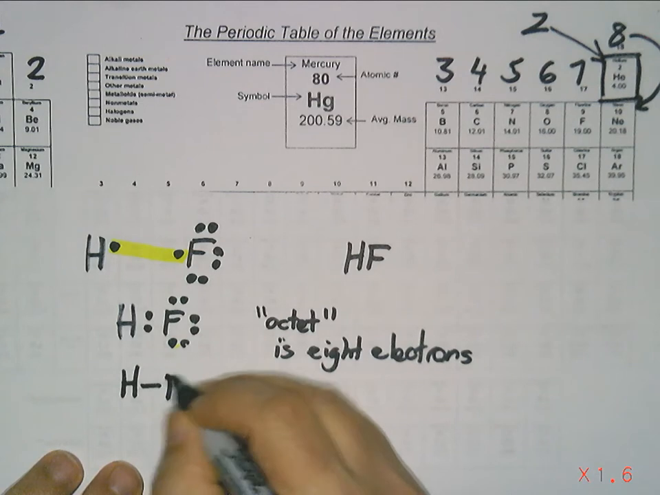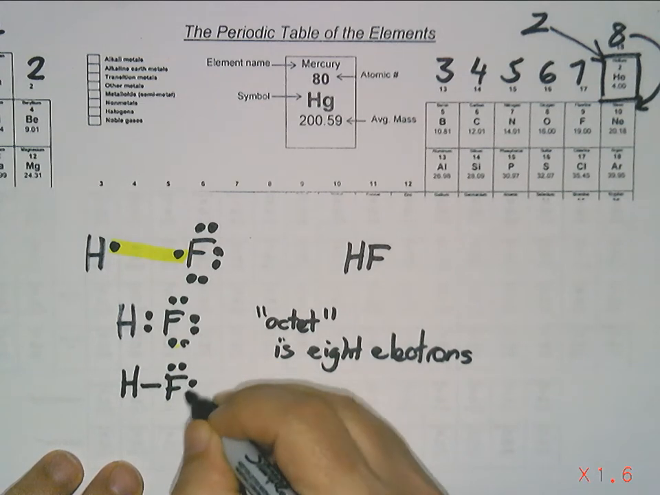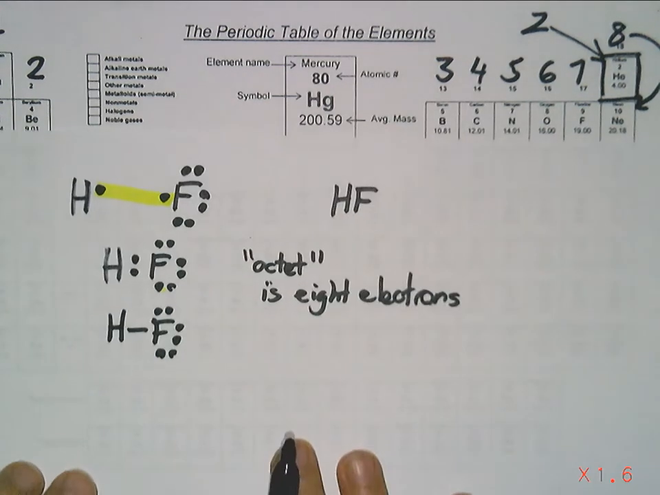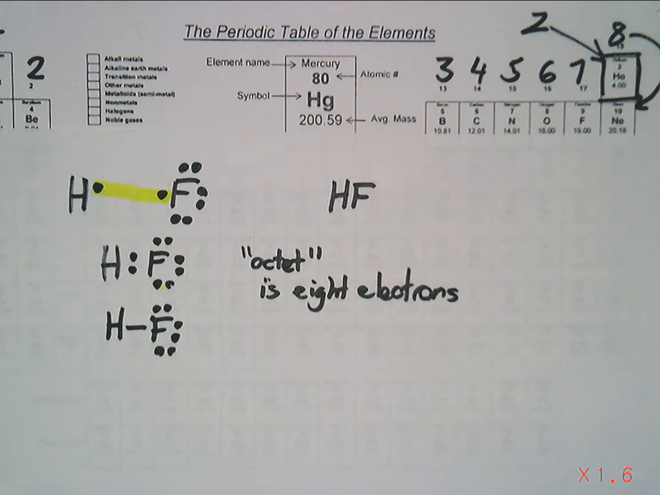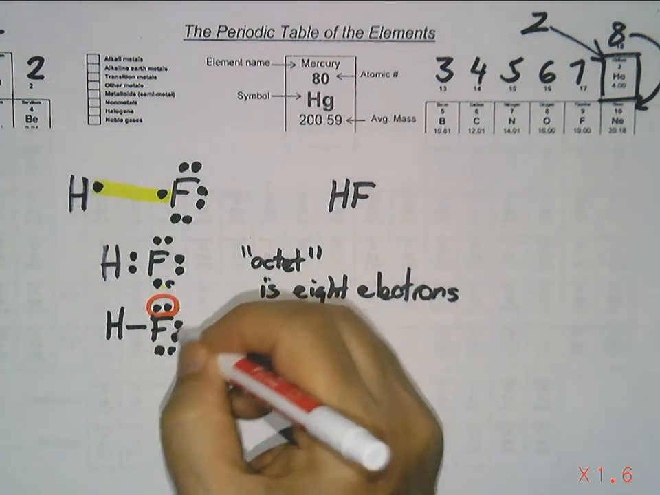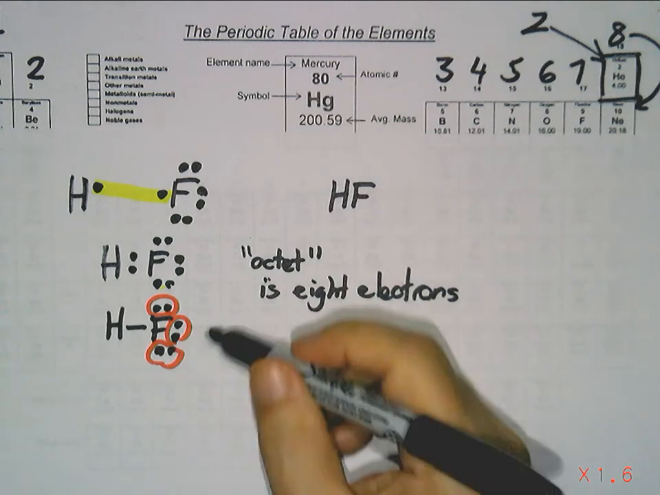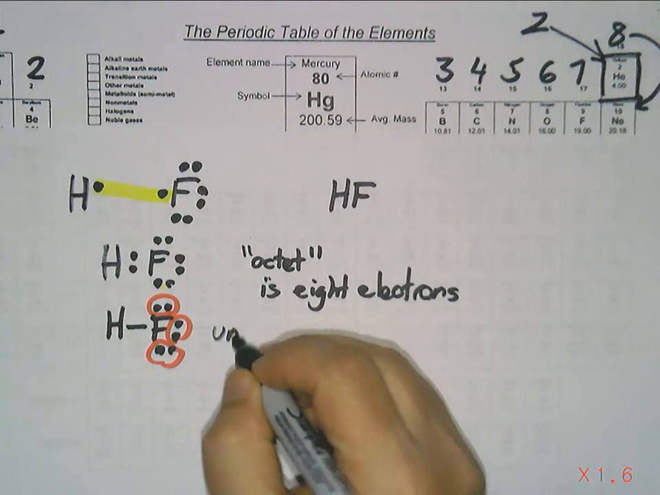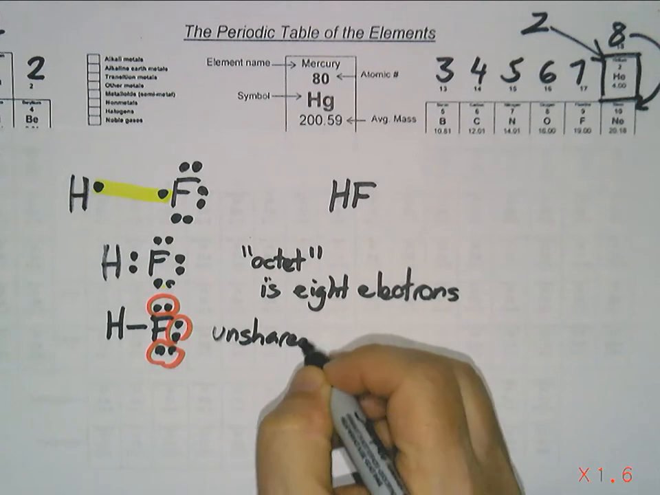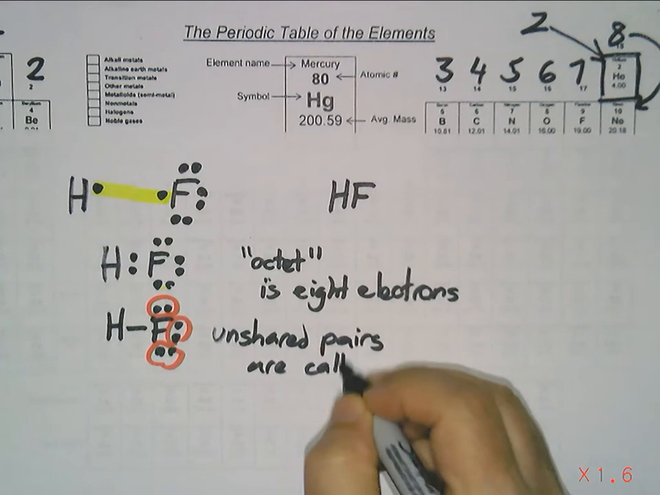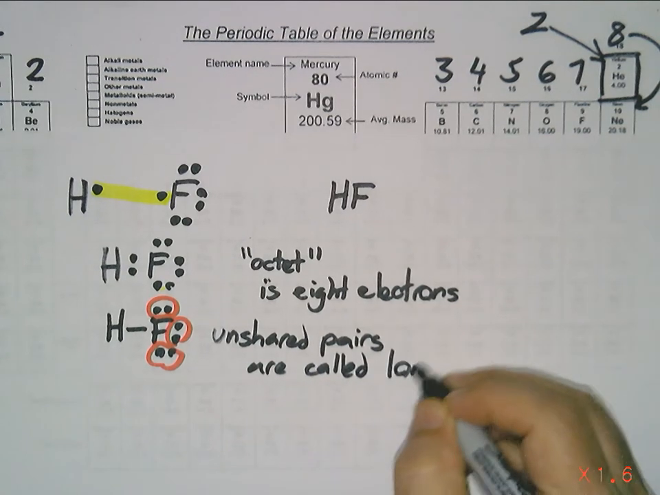I could write it this way, which is better. I'm going to take that bonding pair and write it as a stick to show that it is a bonding pair. But I have something a little new here. I have 3 pairs of electrons that are not bonding pairs. They are not shared. Unshared pairs are called lone pairs.